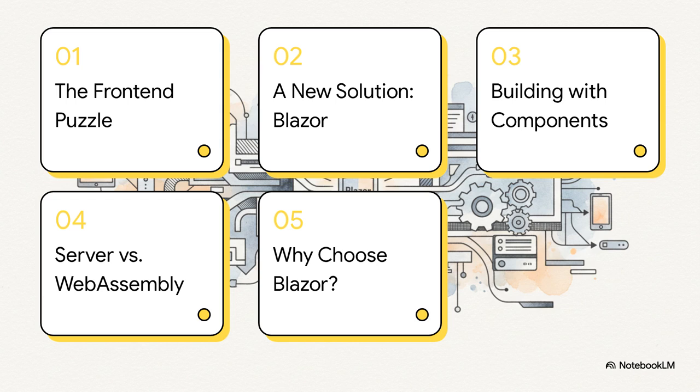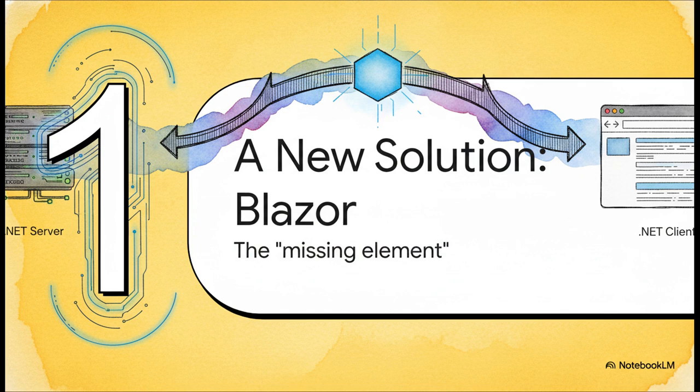Well, here's our game plan for this explainer. We're going to look at what Blazor actually is, dive into its fundamental building blocks, we call them components, then explore the two really powerful ways it can run, server and WebAssembly. And finally, we'll wrap it all up with the big question: why should you care? Okay, let's get into it.